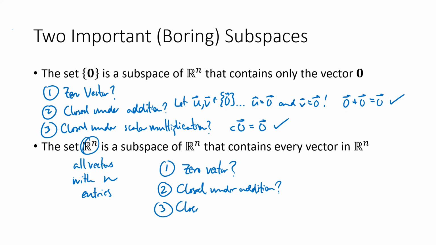Is this closed under scalar multiplication? Again, yes, because if I take a vector with n entries and multiply it by a scalar, that's not going to change the number of entries it has, so we're still going to have n entries. So again, we get that this is a subspace.